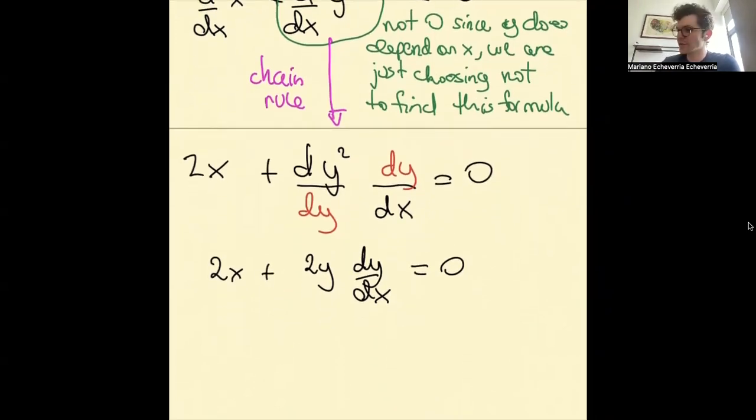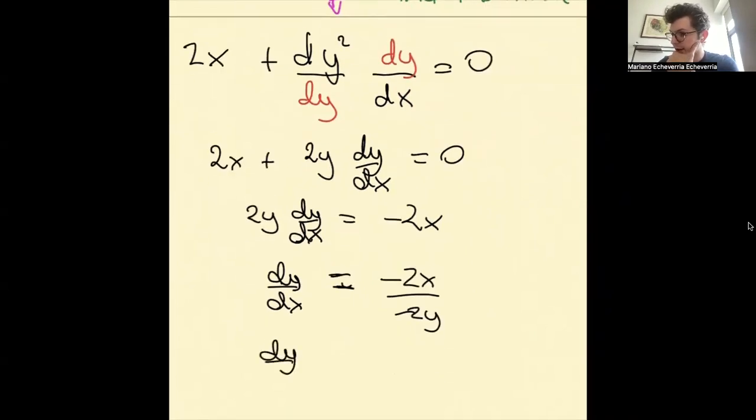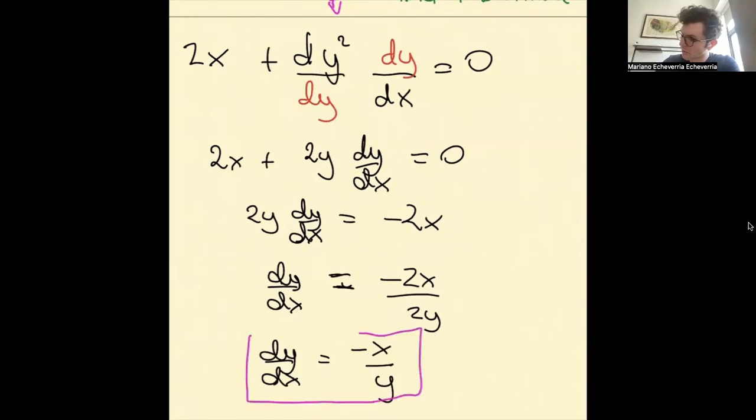And then we're almost there, because you can say that 2y dy/dx equals minus 2x. And so dy/dx equals minus 2x over minus 2y. So dy/dx equals minus x over y, right? Is this so far so good of how I got to this equation? Are there any questions about how I got here?